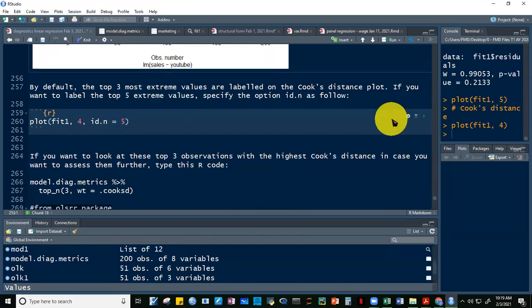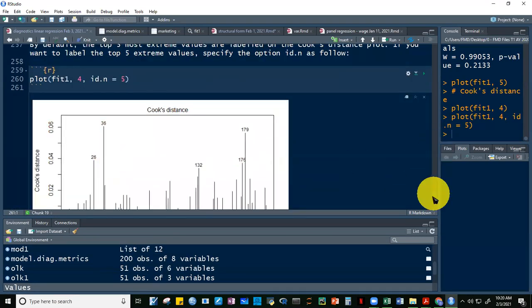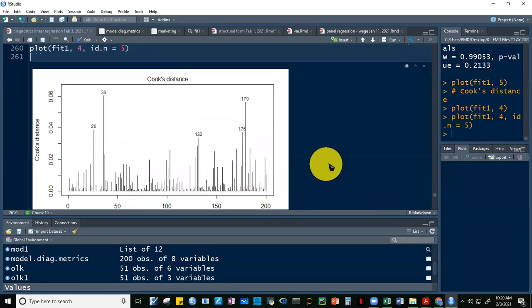Now, we can identify the top, no? So, ipla-plot natin yung sa fit 1, number 4, and then hanapin natin yung top 5 extreme values. Run natin to. Yan. Top 5 naman to. Ang default, 3 lang, no? Pero we can change that. Kung gusto natin na top 5, si 26, 36, 179, tapos yung pang-apat, si 176, tapos si 132. Okay?